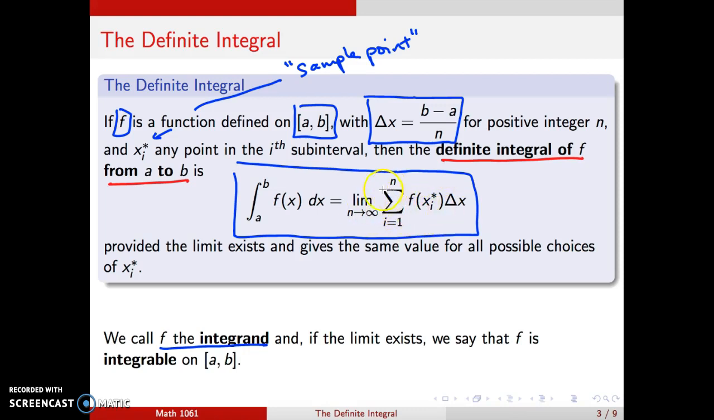The limit of the Riemann sum as n goes to infinity. If you like, the number of rectangles infinitely many, you kind of increase and increase and increase, filling in that space to get the exact area if we think back to that earlier application. So it equals that provided the limit exists and gives the same value for all possible choices of your sample point. Like I said, that function we call the integrand, and if the limit exists, we say that f is integrable on that interval.